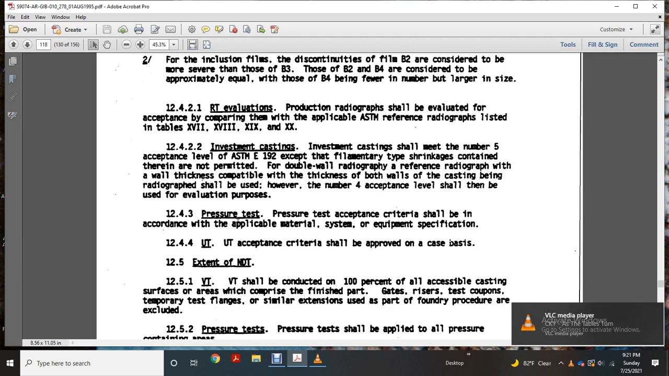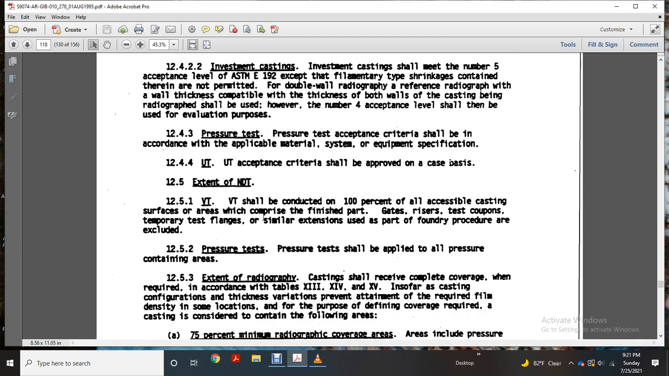Pressure test. The pressure test acceptance criteria should be in accordance with the applicable material system. The ultrasonic acceptance criteria should be reviewed on a case basis. Extent of the non-destructive test: visual test shall be conducted on 100% of all accessible contact surface areas of the finished part, gates, risers, test coupons, temporary test flanges. Similar extensions of the part for foundry procedures are excluded. Pressure test should be applied at all pressure-containing areas.